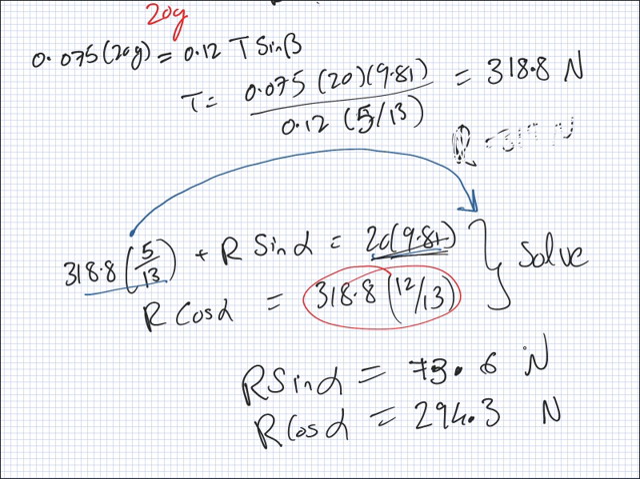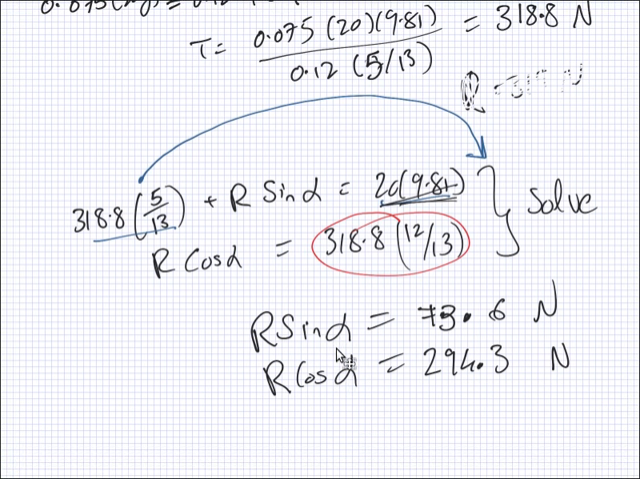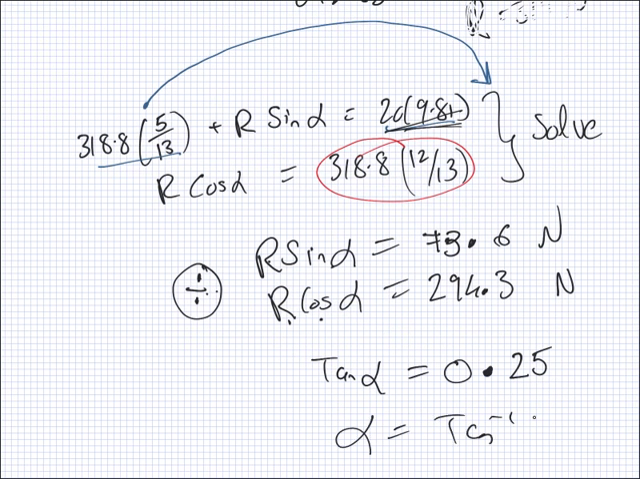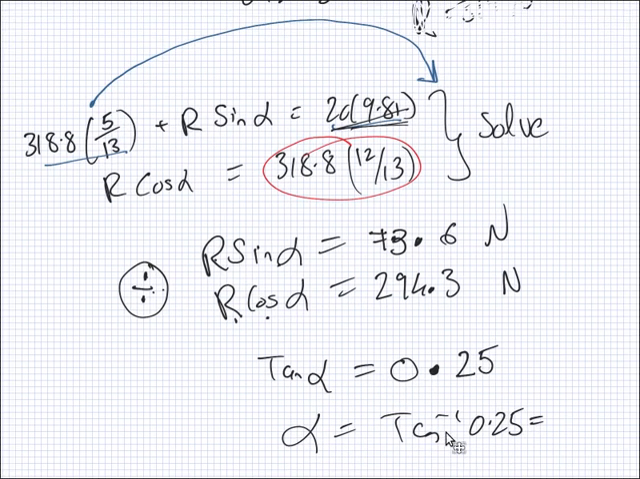Does anyone know how to solve this equation to find R and alpha? Divide. Divide, yeah, why? We can get alpha. Yeah, how? We cancel R. Yeah, you divide this. So R divided by R, they cancel. So we get sine divided by cos, that's tan. And 73.6 divided by 294.3 is 0.25. So then alpha is tan inverse 0.25. So that's our alpha.